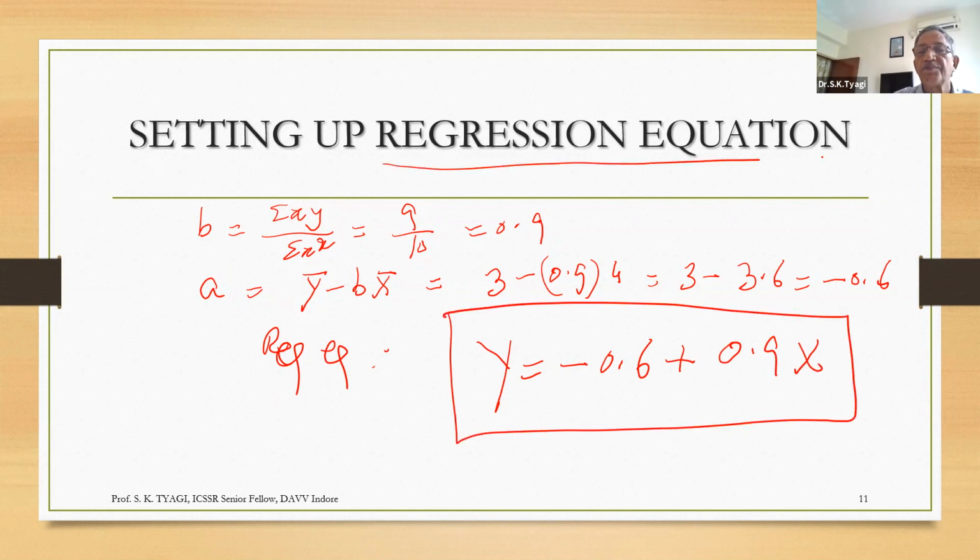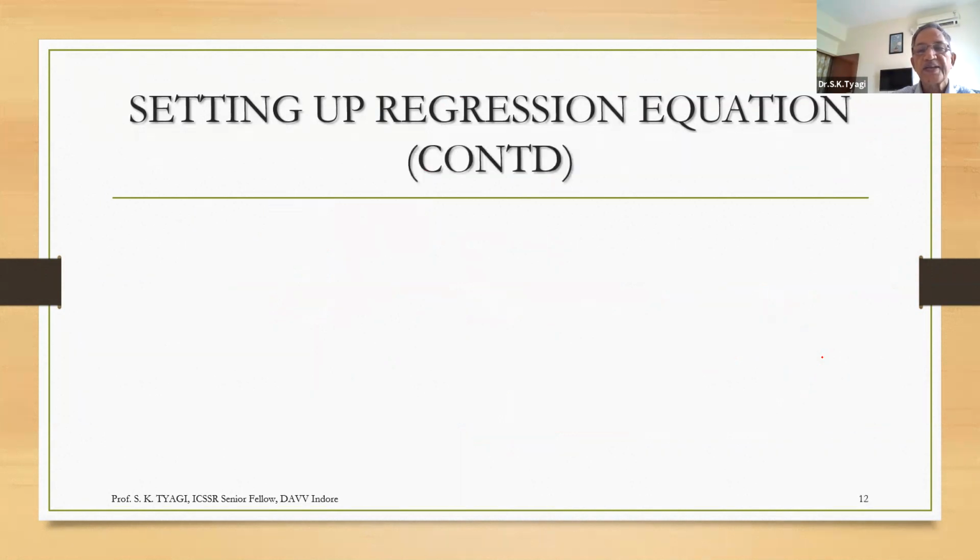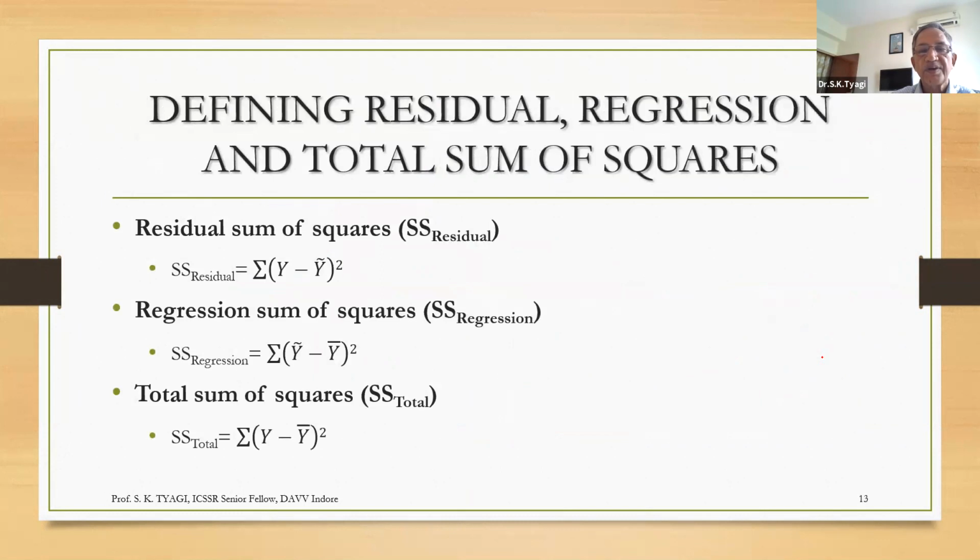So we have found the regression equation for this particular numerical problem. The regression equation is y equals minus 0.6 plus 0.9 multiplied by x. Now that the regression equation is over, we come to these things: what is residual, what is regression, and what is total sum of square?